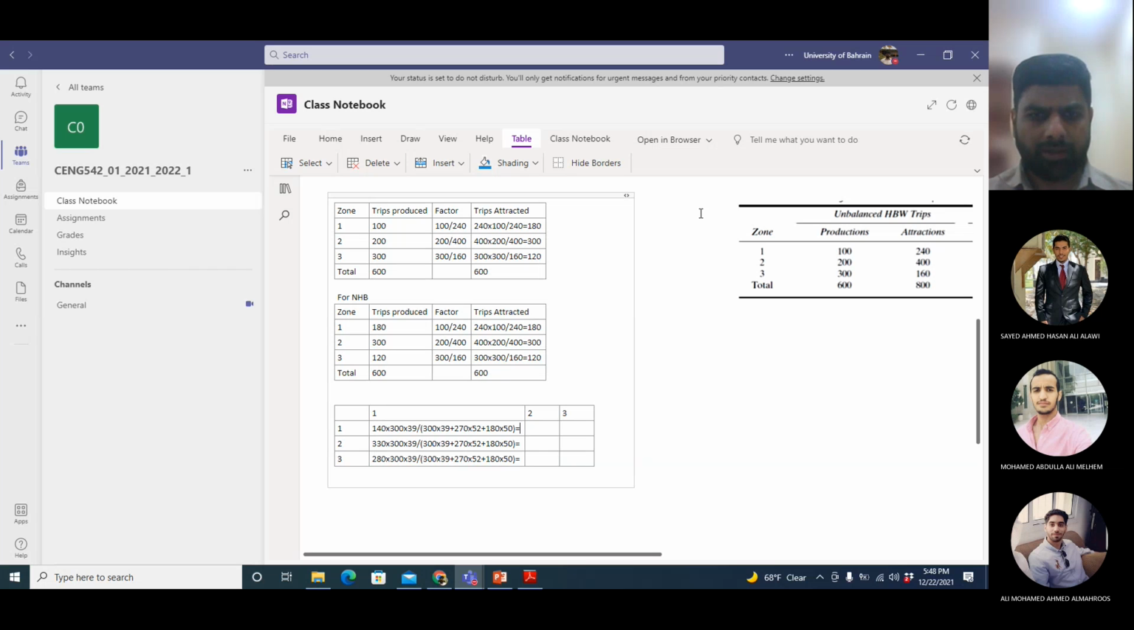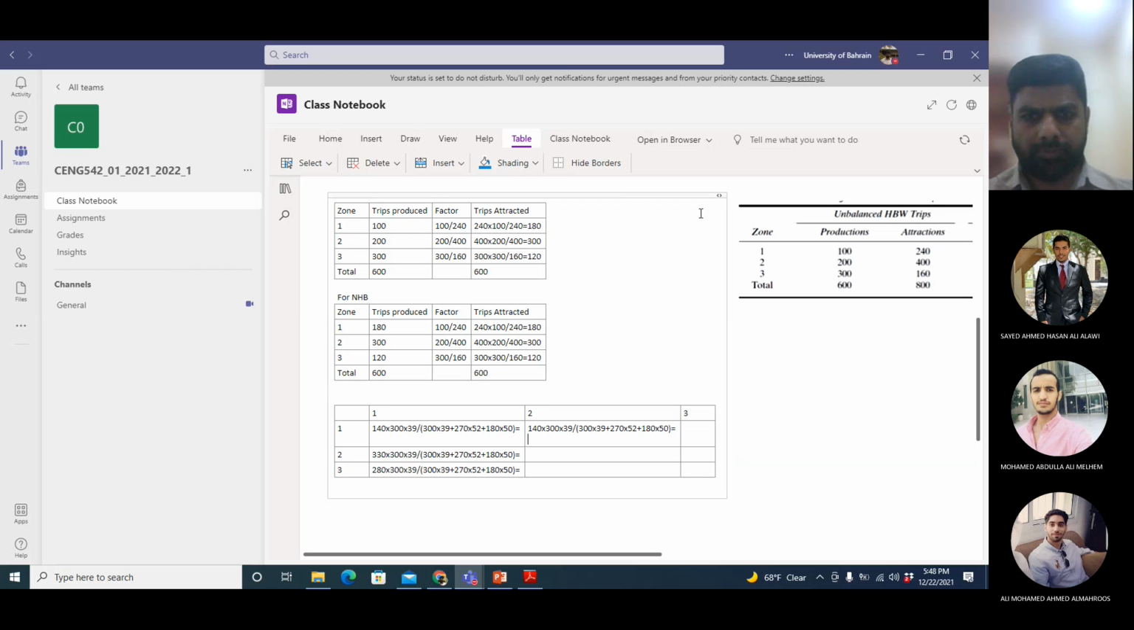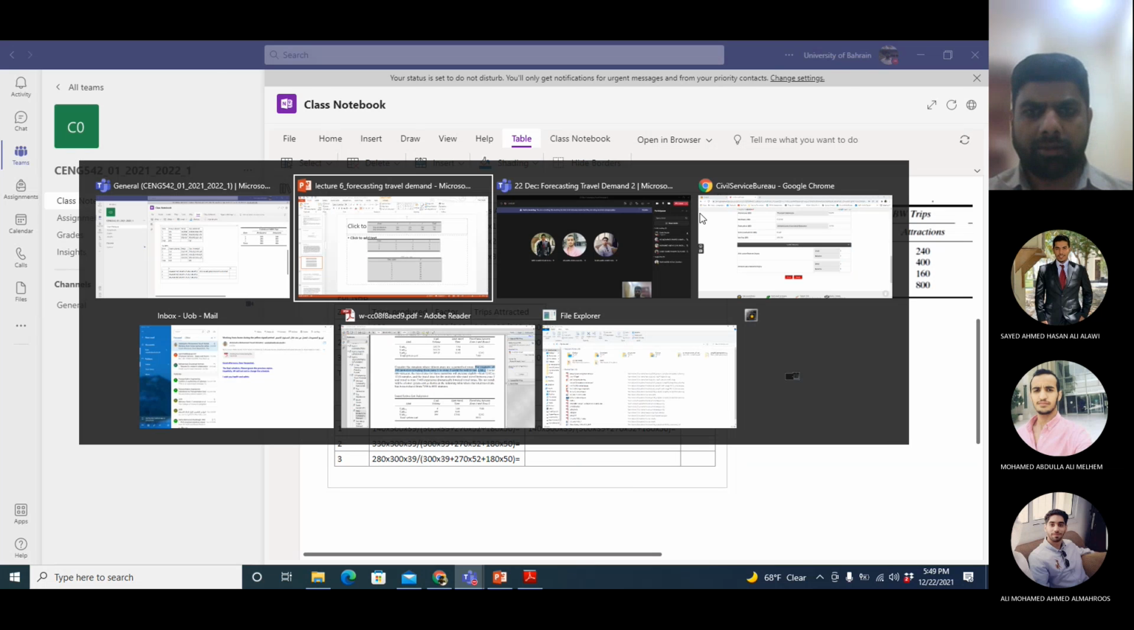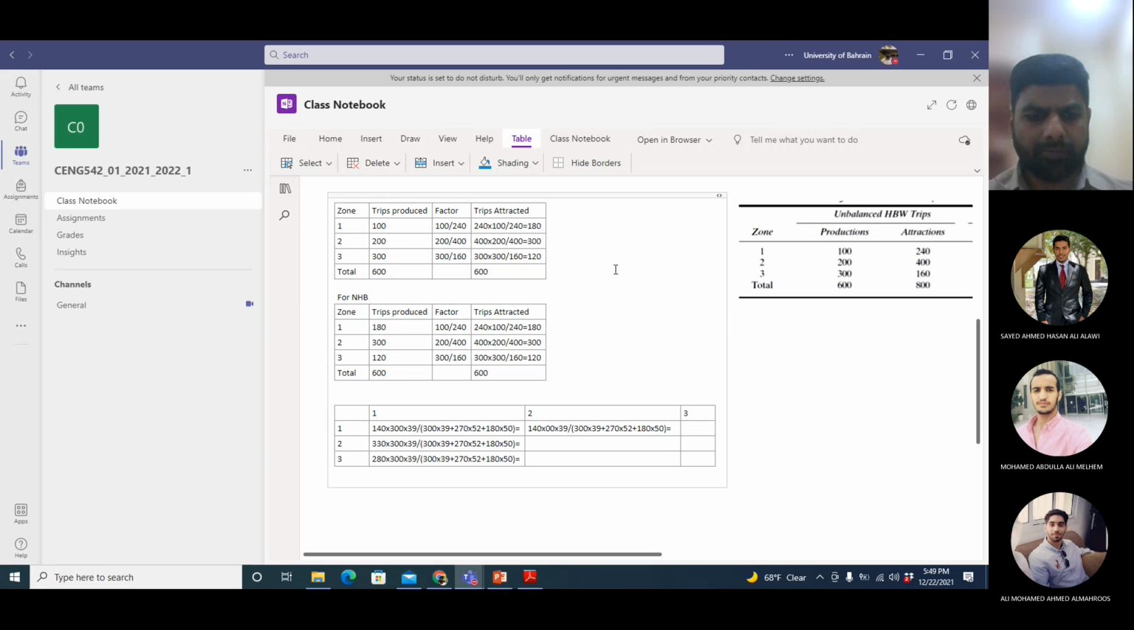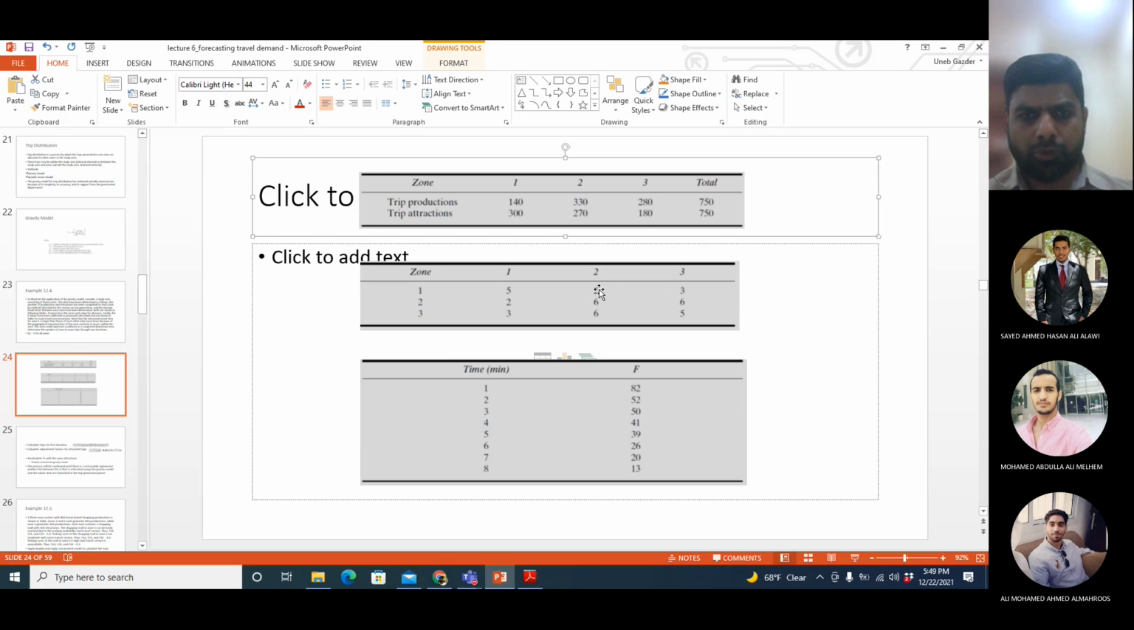Let me take it from here. From 1 to 2, the trips produced is still 140. Trips attracted 270. The F factor from 1 to 2, 2 minutes of travel time, 52.